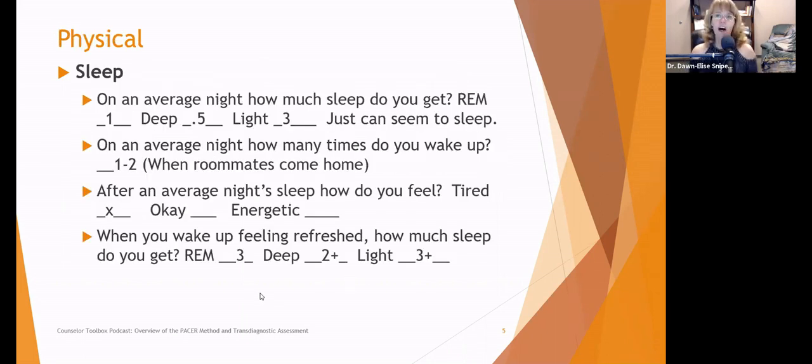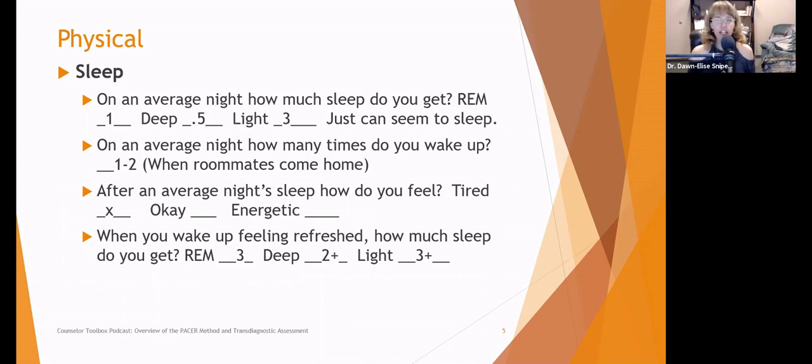So for Dana, on an average night, how much sleep does she get? Maybe an hour of REM, half an hour of deep, and 3 hours of light. She says she just can't seem to sleep. Her roommates wake her up a lot when they come home, 1 to 2 times. She has 2 roommates. She lives in what they call a triple, and her roommates are coming and going at all hours of the day and night. How does she feel after an average night's sleep? She says tired. Even on nights that she gets what she considers a moderately decent amount of sleep, she's just not getting quality rest.